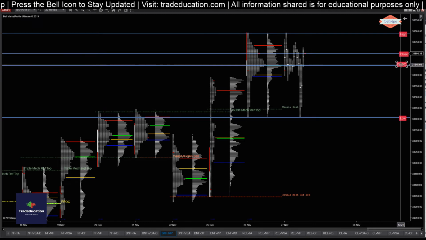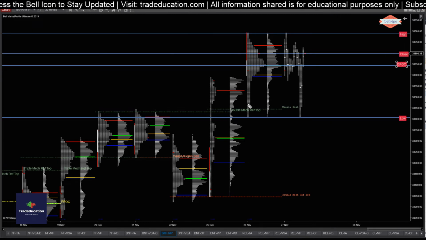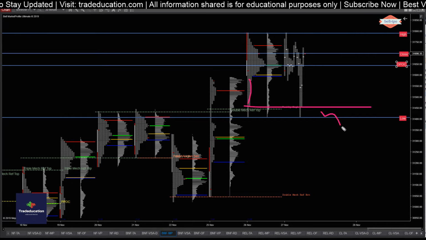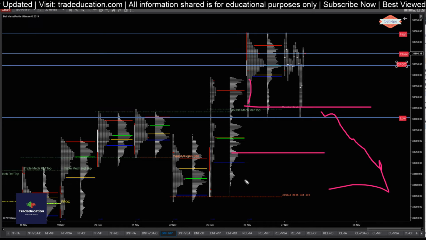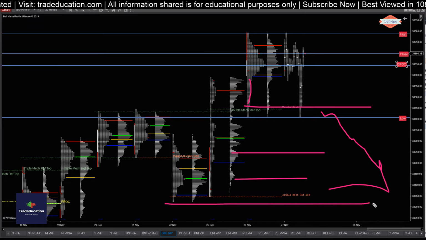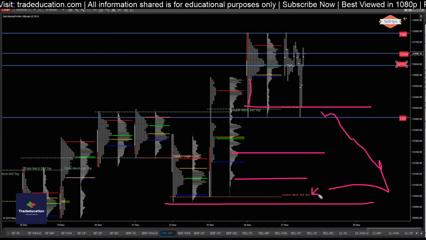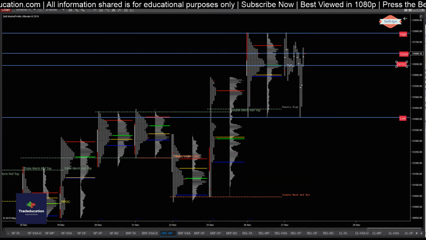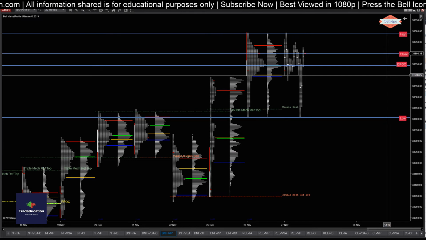If that does not happen, then what we'll be seeing is the auction clearing all these single prints, tagging this HVN and this V chain, and there are stops which are getting built here. So that is what I'm currently looking at from the long side in Bank Nifty.